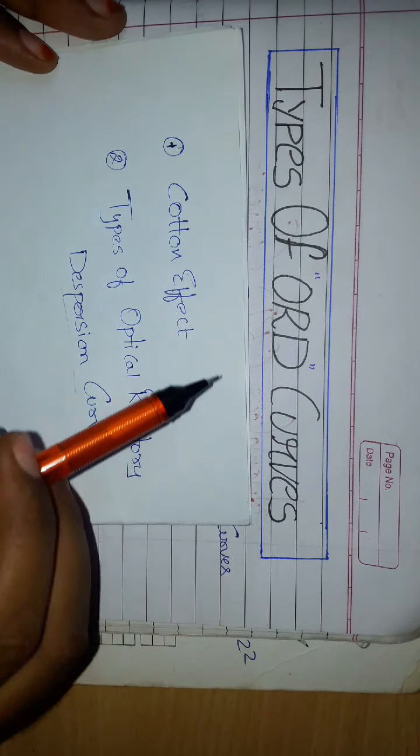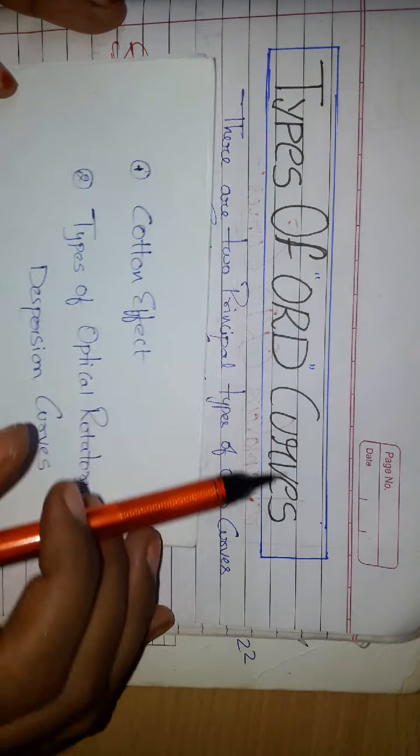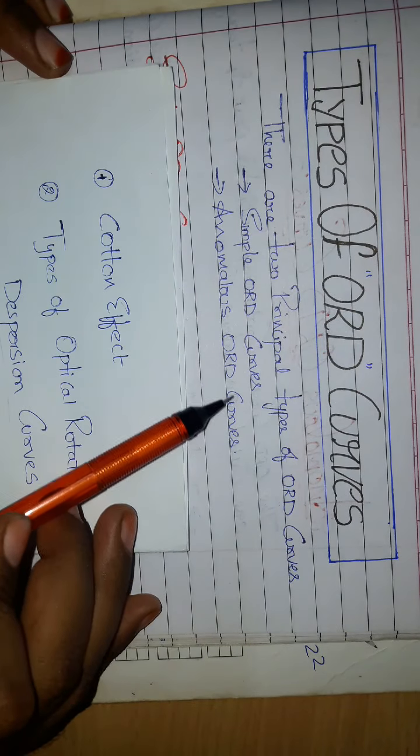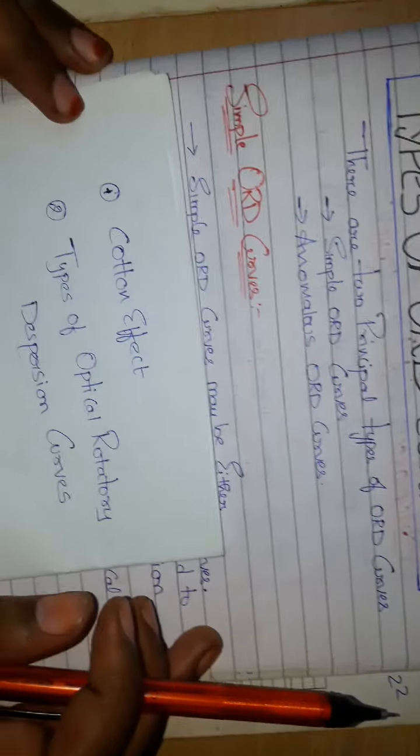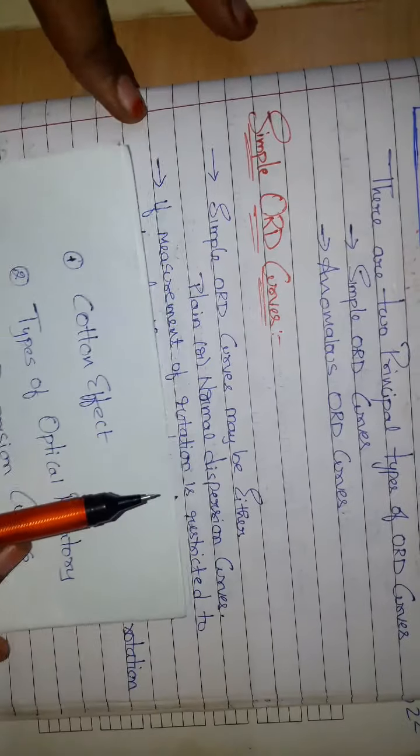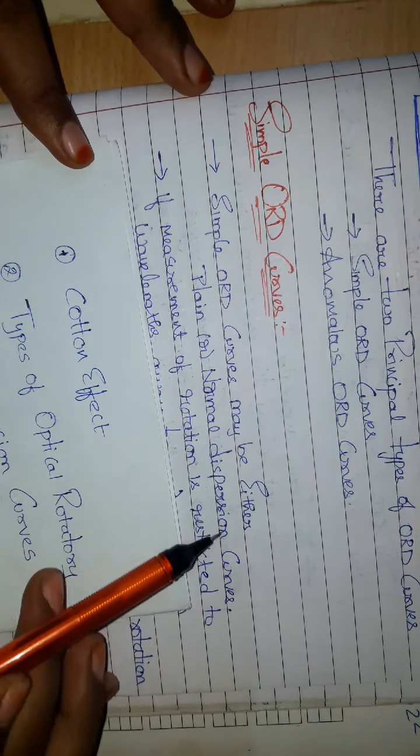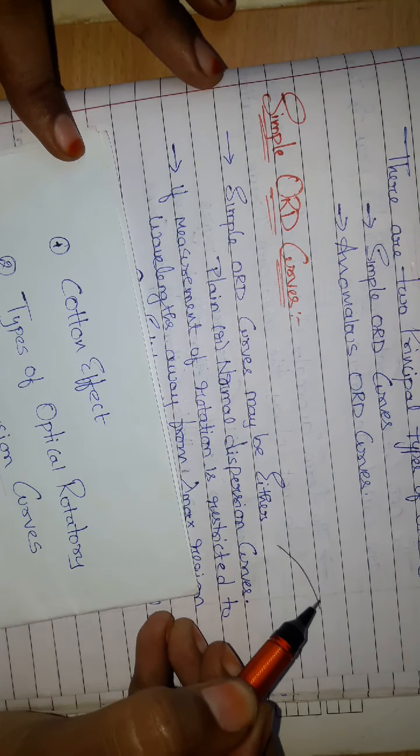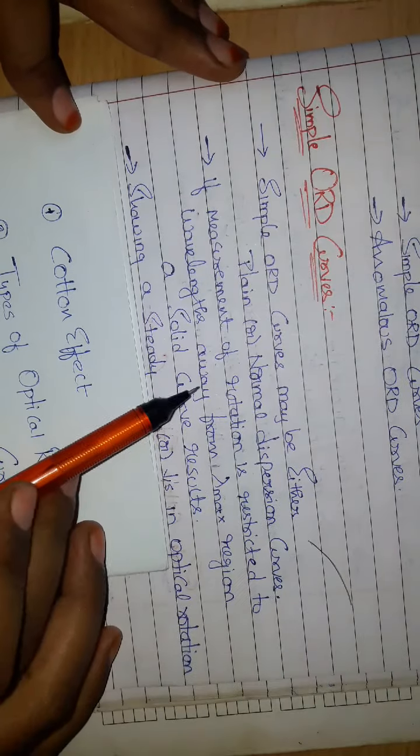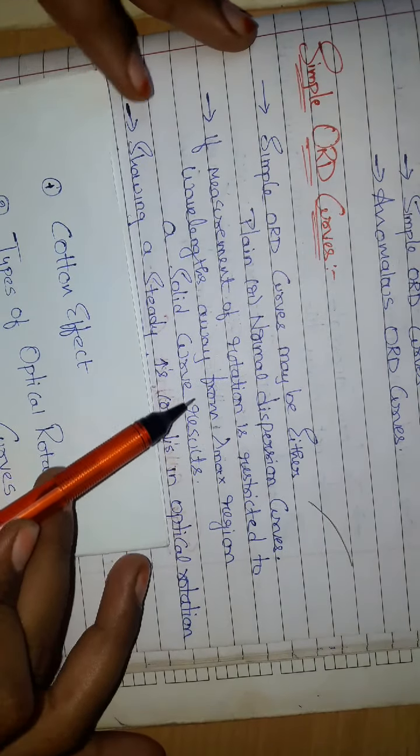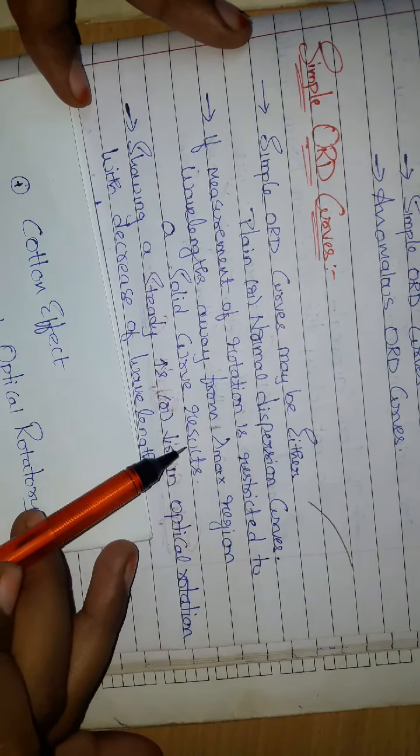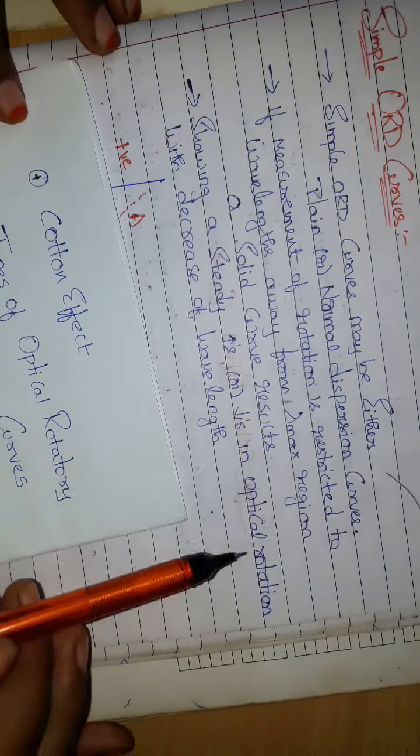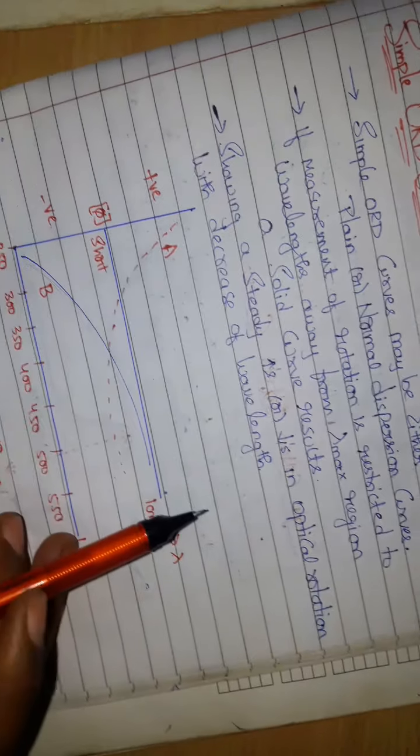Now coming to the types of ORD curves, optical rotatory dispersion curves. There are two principal types: simple ORD curves and anomalous ORD curves. Let us discuss simple ORD curves. Simple ORD curves may be plain or normal dispersion curves, lying in a single plane, either in a positive or negative plane. If measurement of rotation is restricted to wavelengths away from the lambda maximum region, a smooth curve results, showing a steady increase or decrease in optical rotation with decrease of wavelength. This is the figure for simple ORD curves.